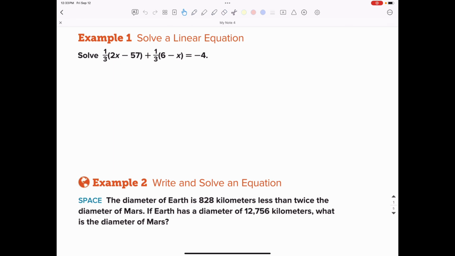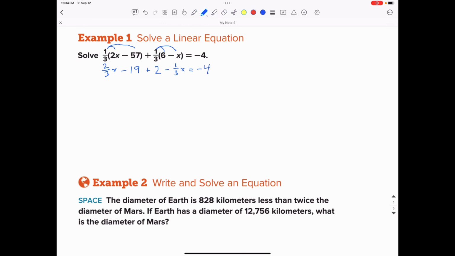We're going to solve 1/3 times the quantity of 2x minus 57 plus 1/3 times the quantity of 6 minus x equals -4. And we can do that by first doing the distributive property. We're going to distribute 1/3 times 2x, and that is going to be 2/3 x. 1/3 times -57, that is -19. We will add to that 1/3 times 6, and that's 2. 1/3 times -x would be -1/3 x equal to -4.